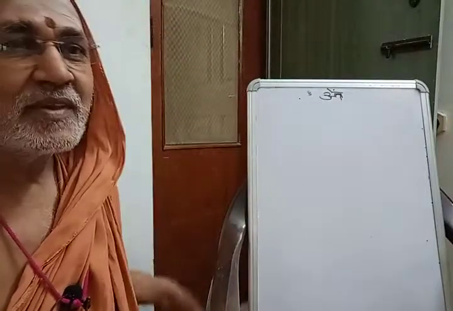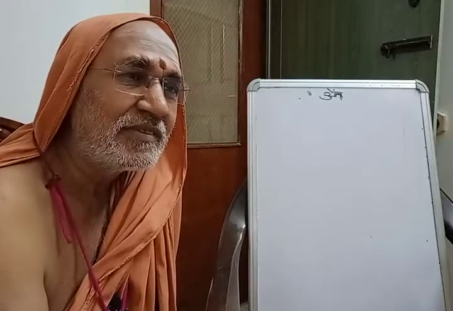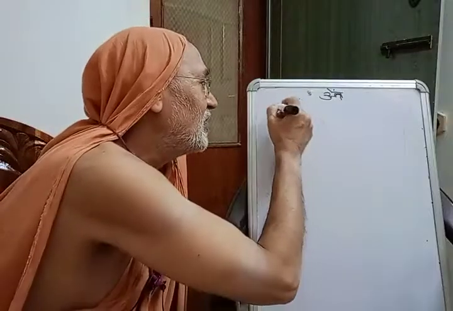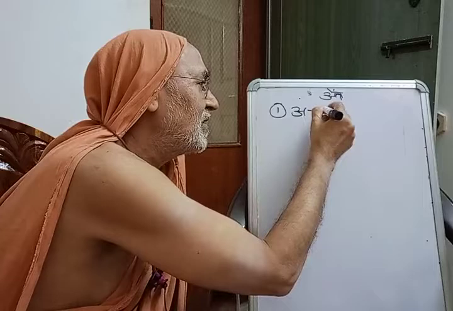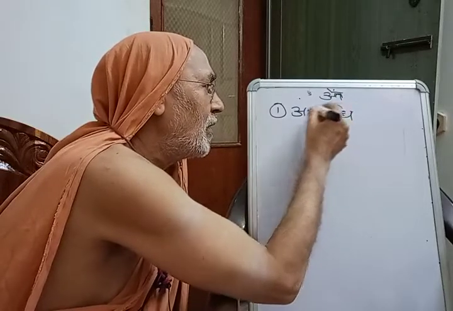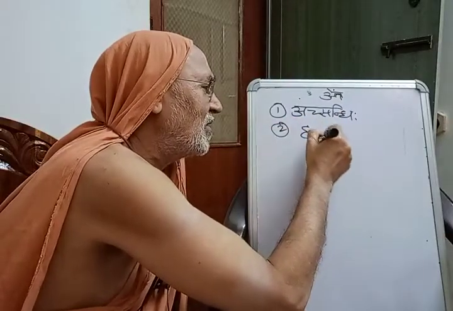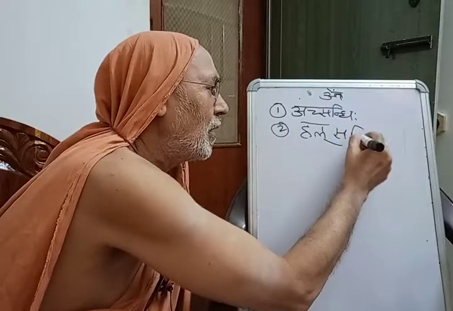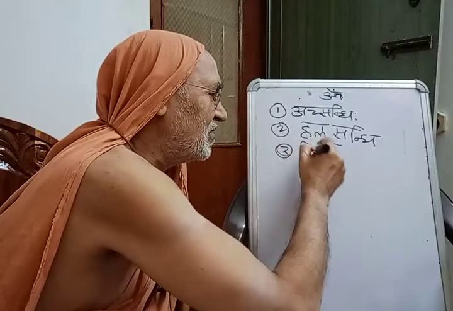Sandhis are three. One is ach sandhi. Ach sandhi means sandhi when two vowels come together. We call them vowel sandhi. Then hal sandhi. Then the third is visarga sandhi.